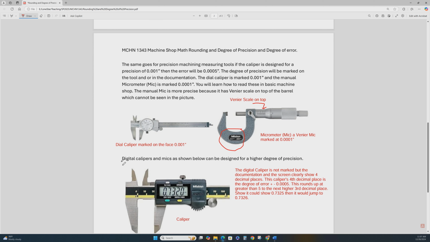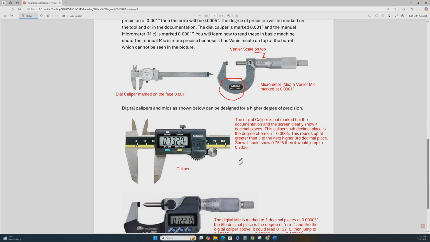Digital calipers and mics, as shown below, can be designed for a higher degree of precision. This is a digital caliper. And as you can see, it's 1, 2, 3, 4 decimal places on the screen. Wow, that's pretty cool. The digital caliper is not marked. This particular one, a Mitutoyo, I've got this exact caliper, and it's very accurate, very good. I've got several digital calipers, but its degree of precision is not marked on the face or the back, only in the documentation. But Stevie Wonder should be able to see that it's good to 4 decimal places.